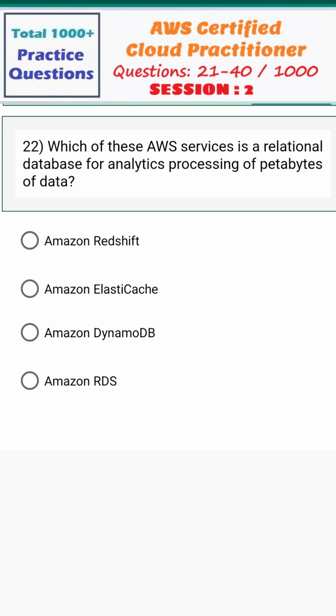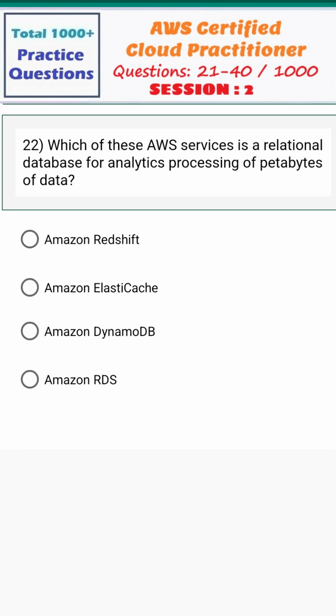Question 22. Which of these AWS services is a relational database for analytics processing of petabytes of data? First option, Amazon Redshift. 2, Amazon Elastic Cache. Third option, Amazon DynamoDB. Fourth option, Amazon RDS. Guess the answer. The correct answer is option 1, Amazon Redshift.